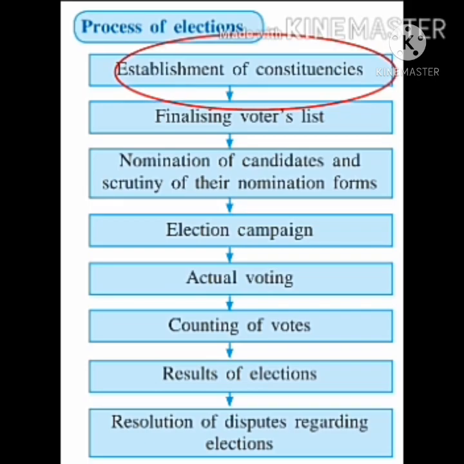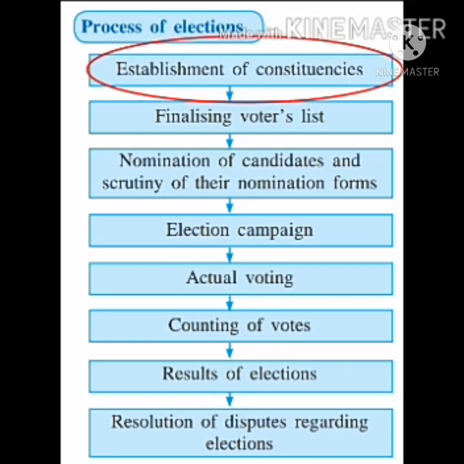Now let's learn process of election. First one is establishment of constituencies. Constituency means an area where group of voters elect a representative. In India, there are total 543 constituencies in Lok Sabha. Among them, our Bhiwandi is also one of the Lok Sabha constituency.